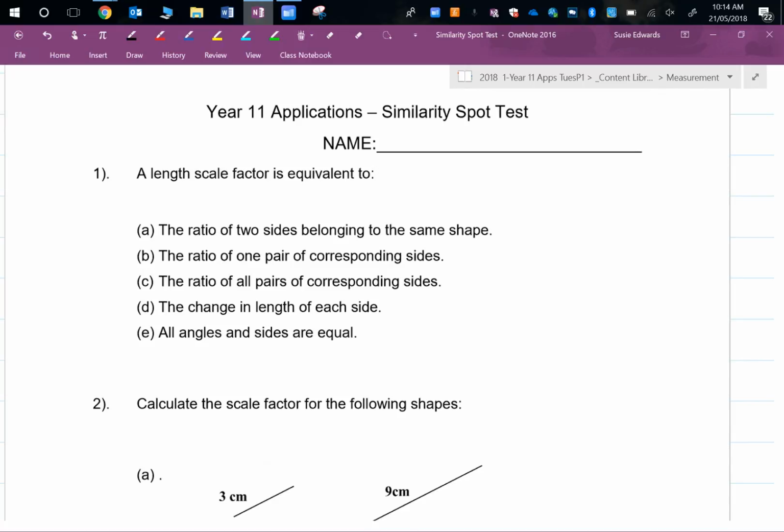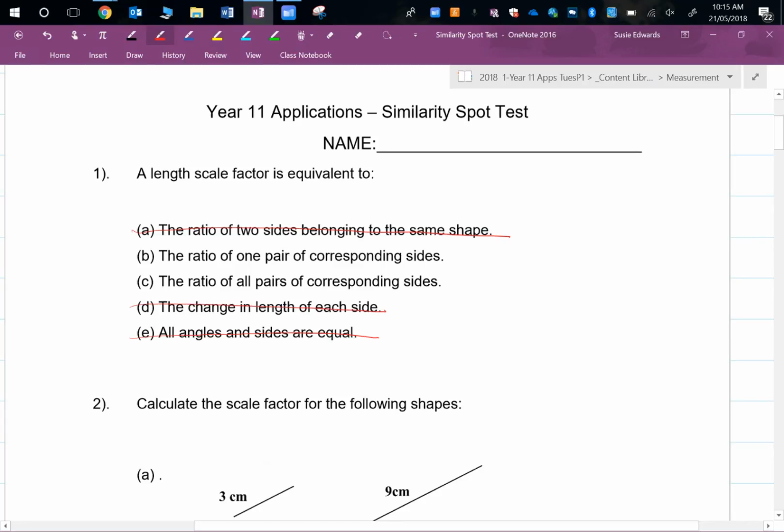So: the ratio of two sides belonging to the same shape, the ratio of one pair of corresponding sides, the ratio of all pairs of corresponding sides, the change in length of each side, all angles and sides are equal. So I would straight away look at that and go, not all angles and sides are equal, because we know that. The ratio of two sides belonging to the same shape, we're usually looking between two shapes, so I'd cross out that one as well. The ratio of one pair of corresponding sides, the ratio of all pairs of corresponding sides, or the change in length of each side. We're usually talking about ratios, so I'm thinking it's going to be B or C.